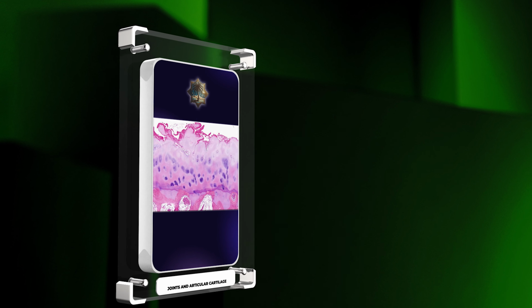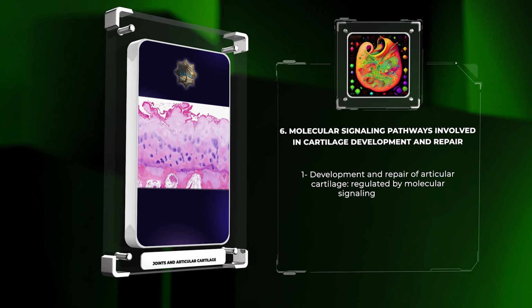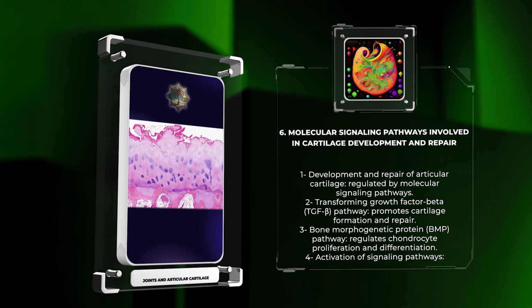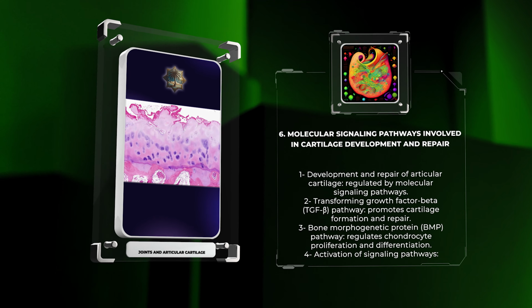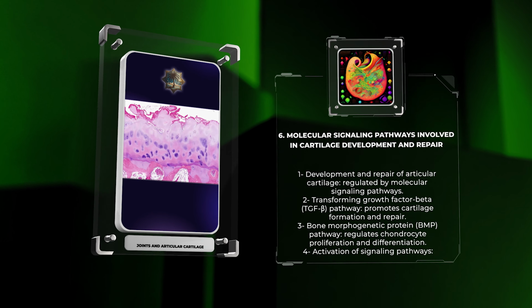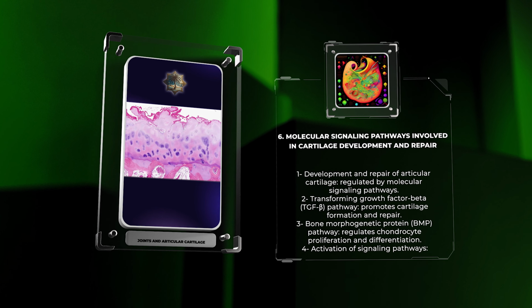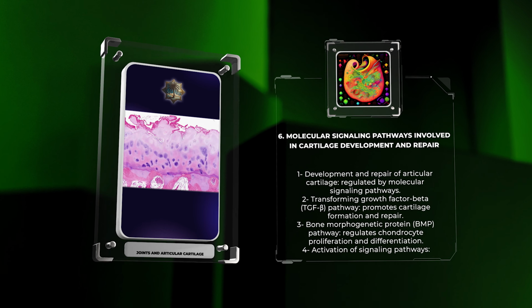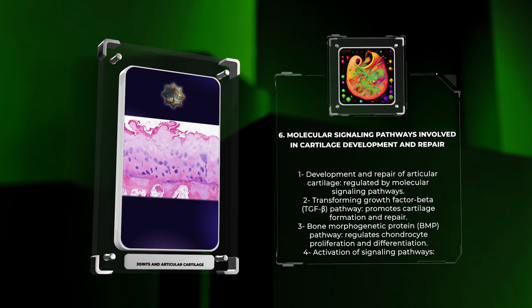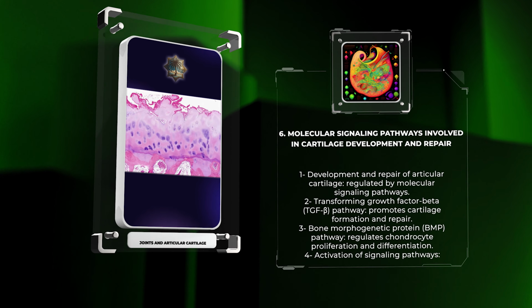The development and repair of articular cartilage are regulated by intricate molecular signaling pathways. One such pathway is the transforming growth factor beta, TGF-beta, pathway, which plays a crucial role in chondrogenesis. TGF-beta stimulates the synthesis of ECM components, including collagens and proteoglycans, promoting cartilage formation and repair.